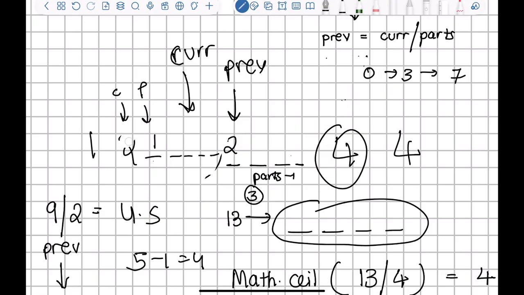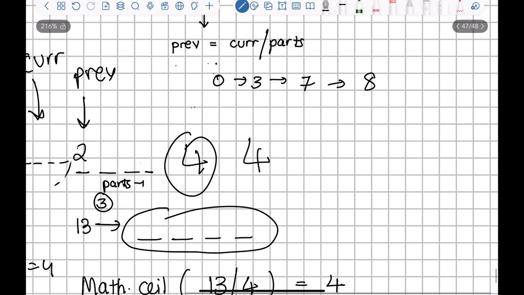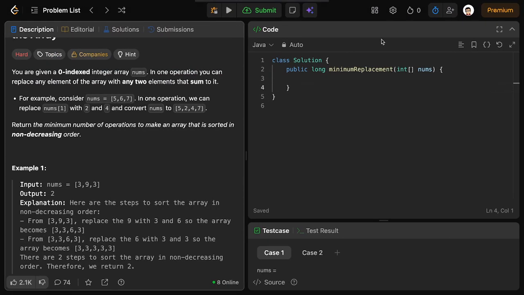Then I do the same thing here. Essentially we have to divide this into 1 and 1. So that is a total of 1 operation. And I think the answer would be 8. This is what we have to return. So the coding for this is pretty simple. Let's just code it up now.